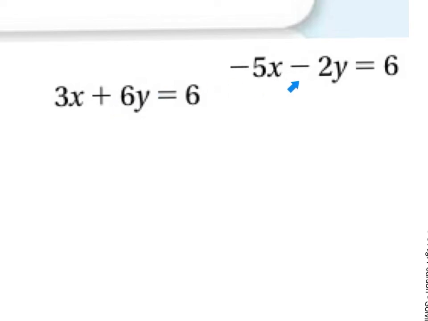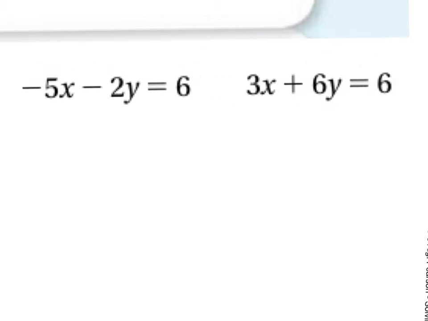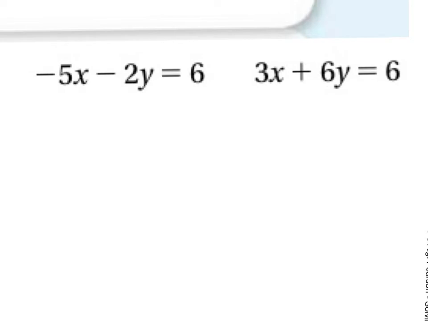With the y's, we've got 6 and -2. So with 6 and 2, the common denominator would be 6. That would involve only multiplying one equation by something. So that would be the easier route for us on this problem. I've got these in the opposite order of what the book had, so let me flip-flop these real quick.